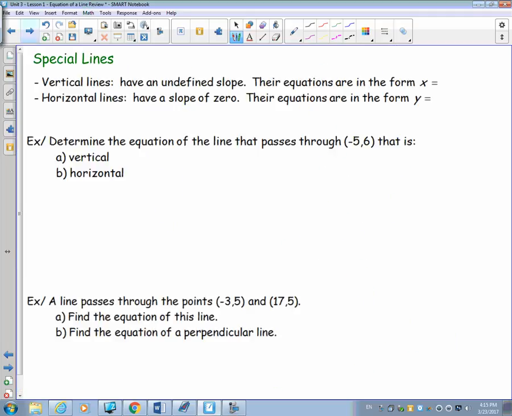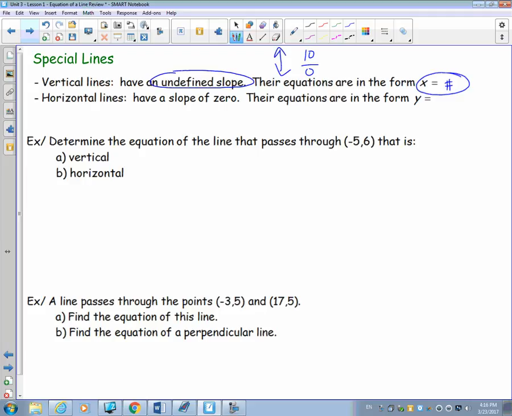Okay, last idea. We have some special lines. The 2 special lines we have to worry about are vertical lines and horizontal lines. Vertical lines are weird because they have an undefined slope. You can't actually calculate them. There is no run. You get a number like 10 of rise, but no run. So because they're so weird, they have weird equations. Their equations are always in the form x equals, and then some number.